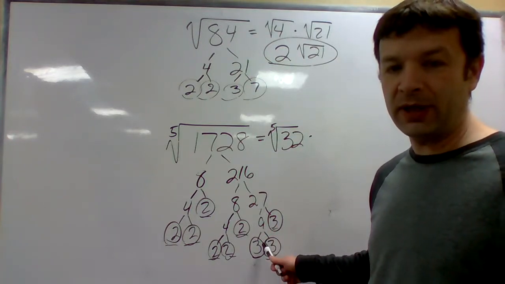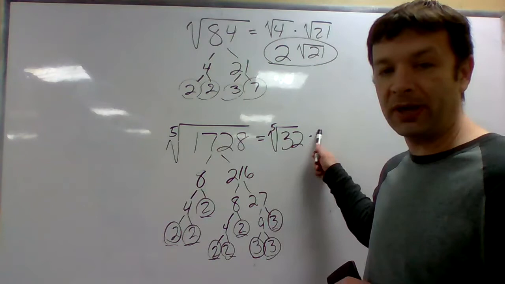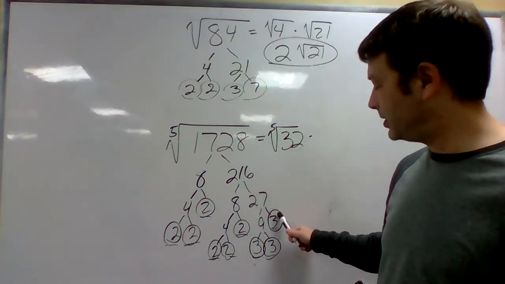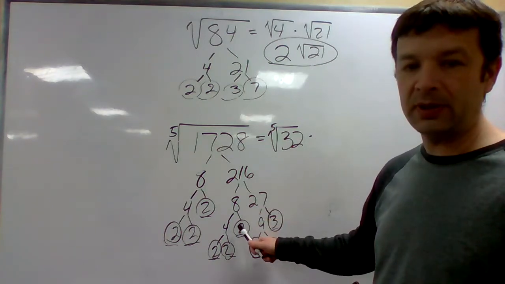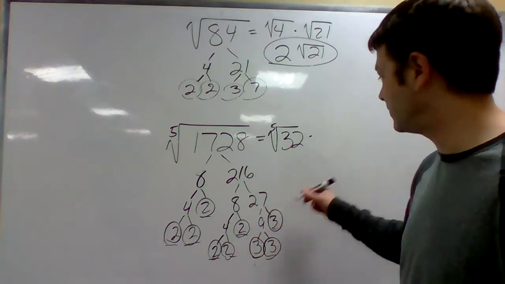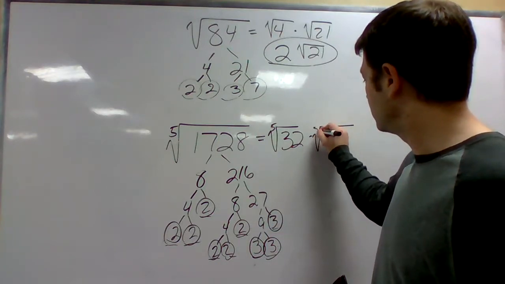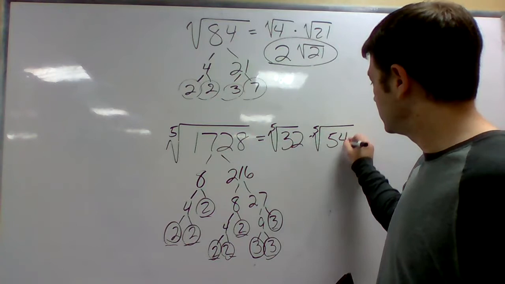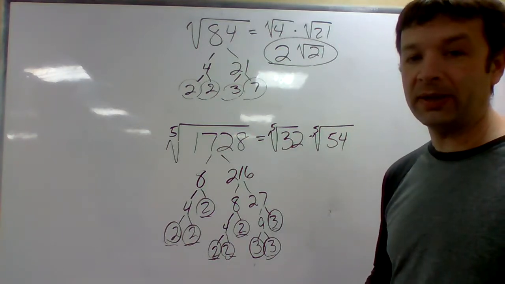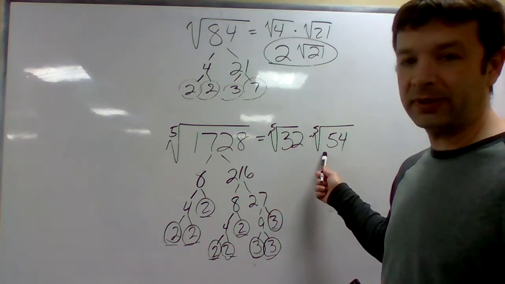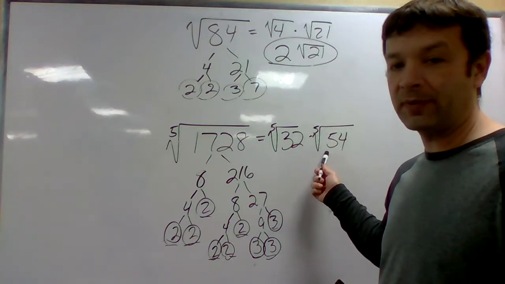There's not 5 of anything in here, so they're going to go in the leftover pile in the back. So 3 times 3 times 3 is 27. 27 times 2 is 54. So fifth root of 54 goes in the back. That's not going to simplify. That's why it's in the leftover pile.